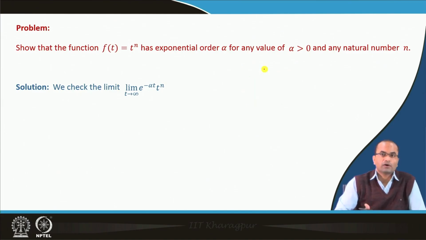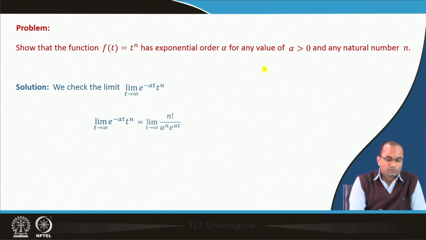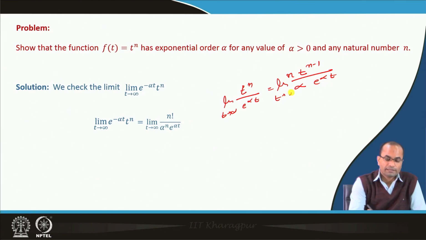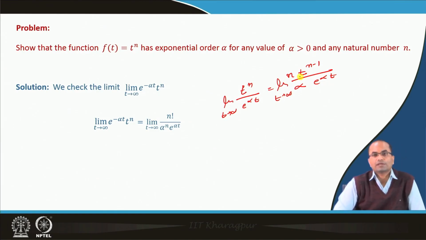So, we can use L'Hopital's rule to compute this limit. We have tⁿ over e^(αt), and we keep on applying the L'Hopital rule. In the first application we get n tⁿ⁻¹ in the numerator and α e^(αt) in the denominator, and then we have to apply the L'Hopital rule again, because the same situation, infinity over infinity, is happening there.